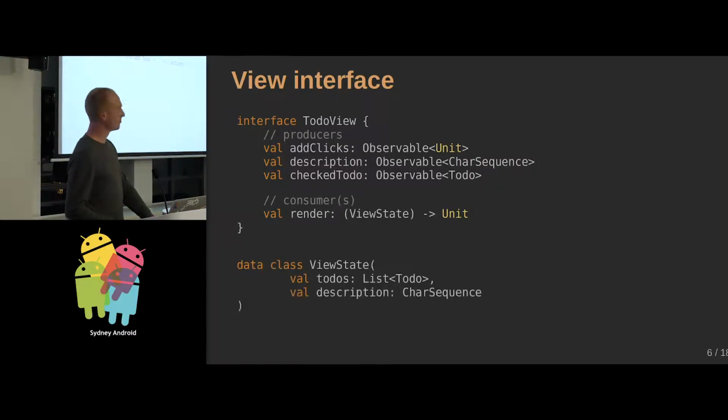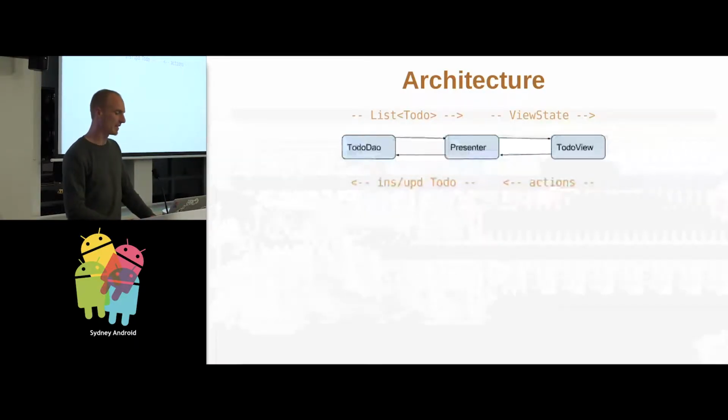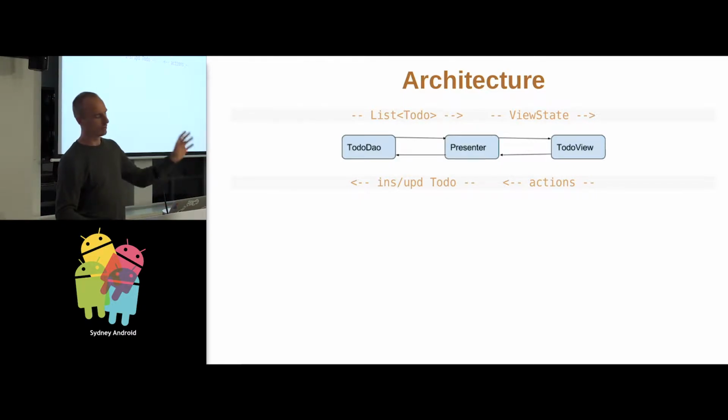So the architecture looks something like this. We have our to-do DAO, which is like a Room DAO. We're going to observe that DAO. And the presenter, in this case, I've called it presenter, but you could call it a view model as well, because it doesn't hold any state. It basically builds a pipeline to the to-do view. So it takes all the emissions from the to-do DAO and pipes them into the to-do view.